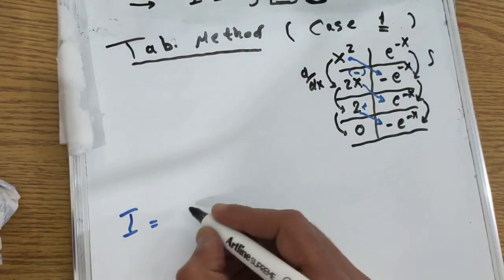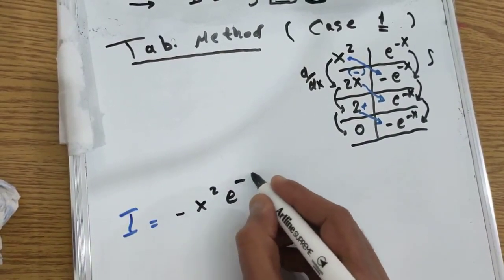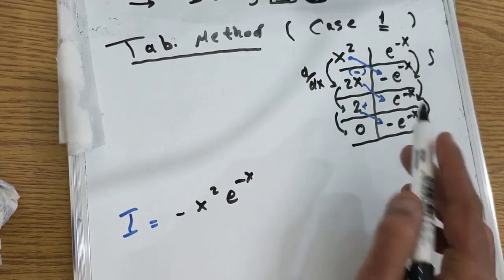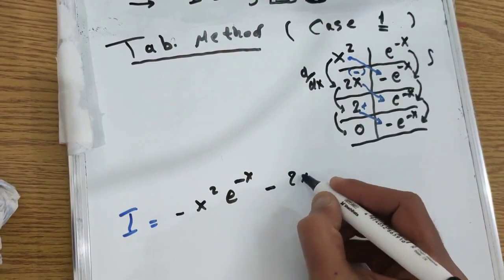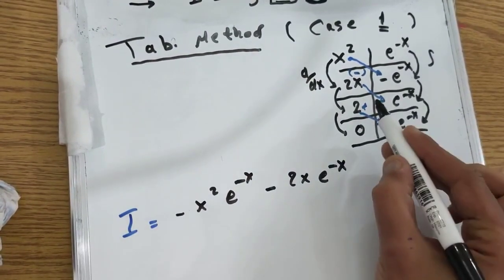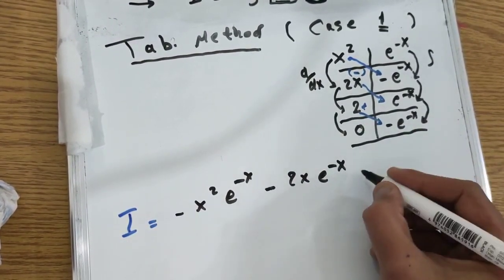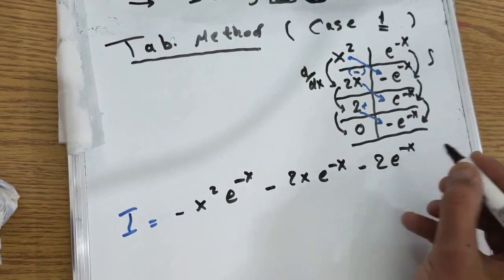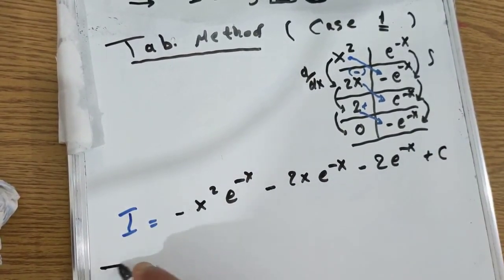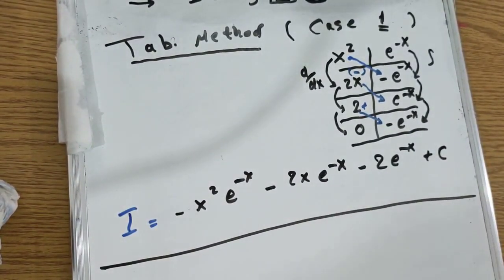So the integration will be negative x squared e power negative x, minus 2x e power negative x, and then times the negative, it will be negative 2 e power negative x plus c. Now we write the answer directly using the Tabular method.